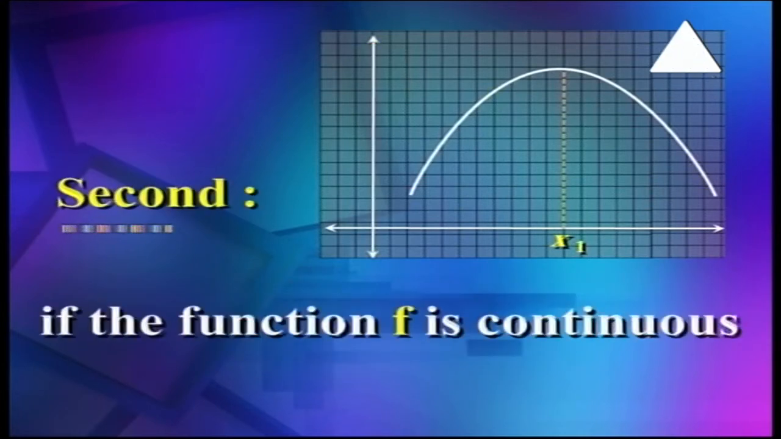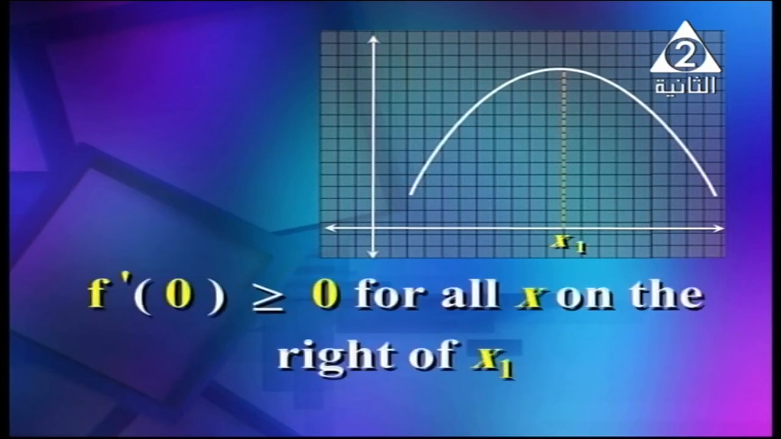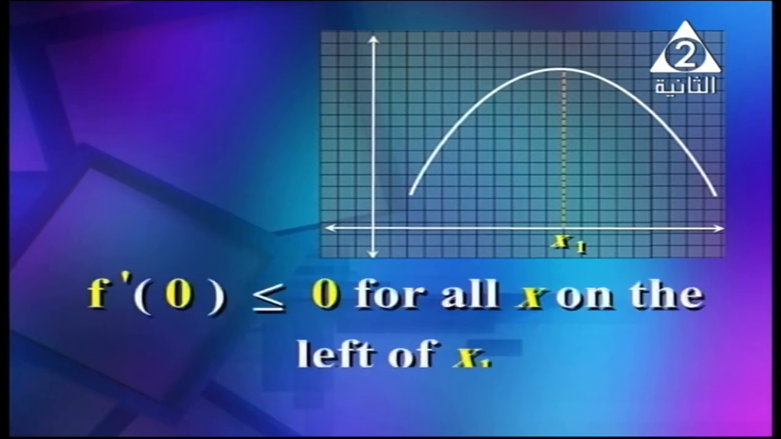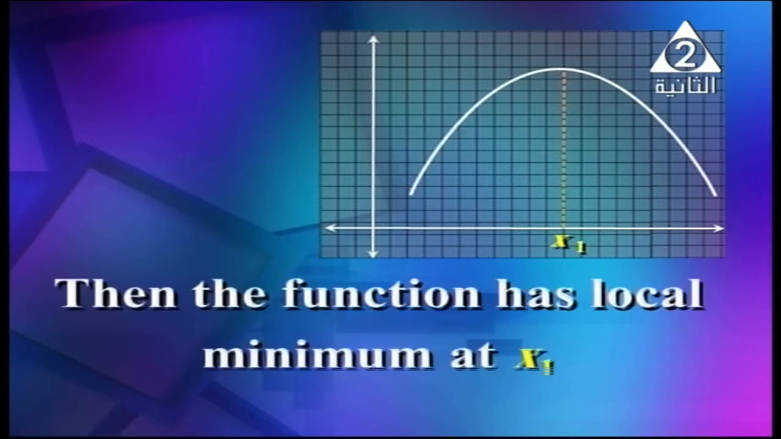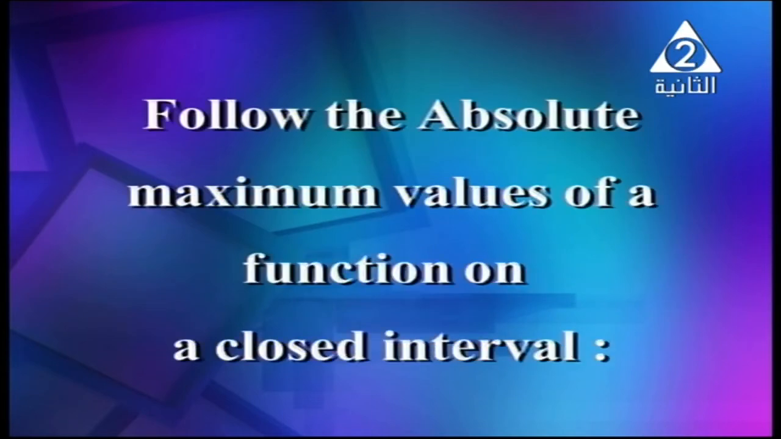Second, if the function f is continuous, f dash of x is more than 0 for all x on the right of x1, and f dash of x is smaller than or equal to 0 for all x on the left of x1, then the function has a local minimum at x1. Now, the absolute maximum value of a function on a closed interval.